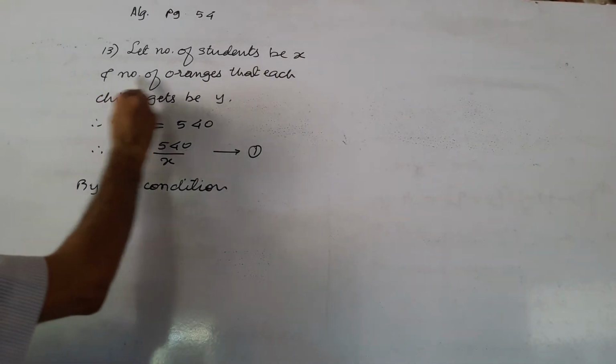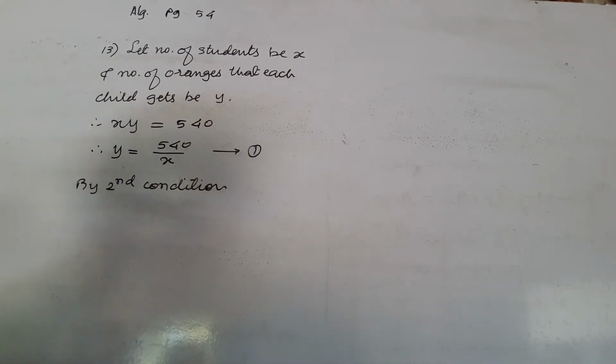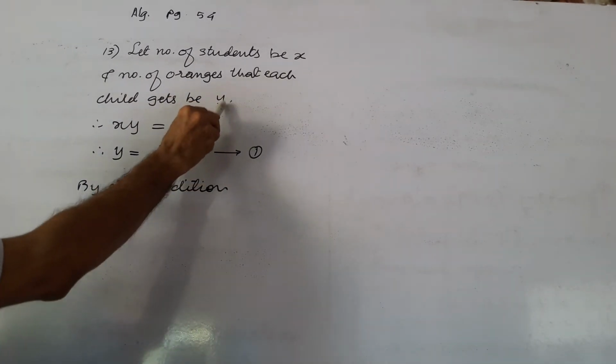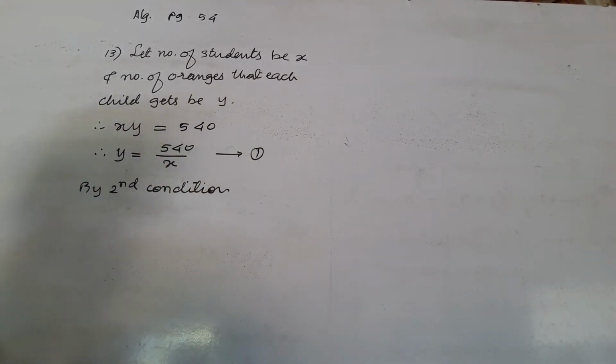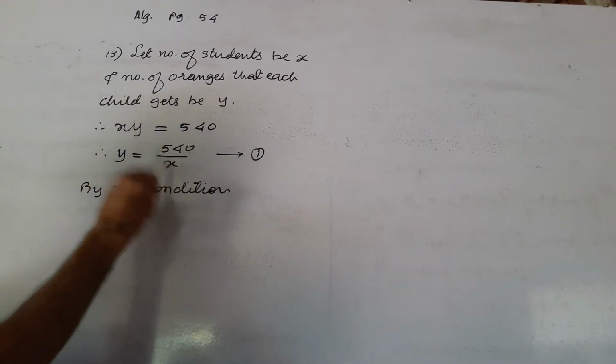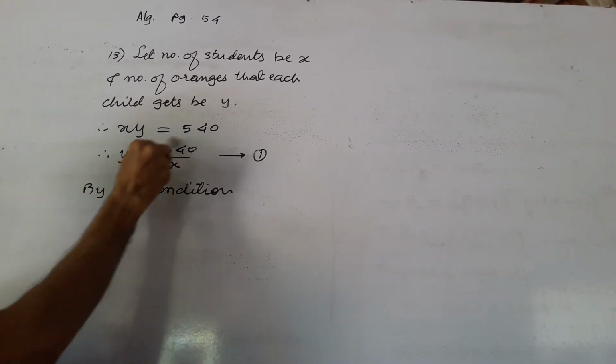Then suppose each child gets y oranges. The number of oranges that each child gets be y. And therefore if each child gets y oranges and the number of students is x, then xy is equal to 540, and therefore y is equal to 540 upon x. That means each child gets this number of oranges.